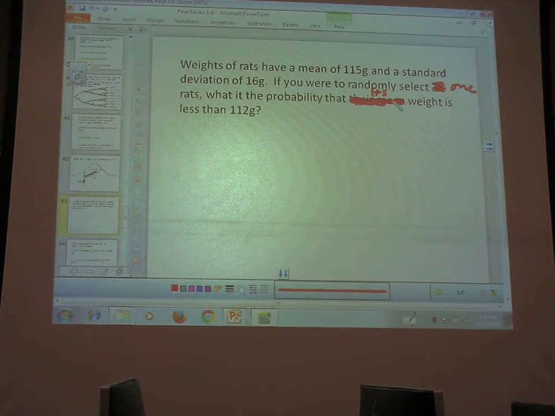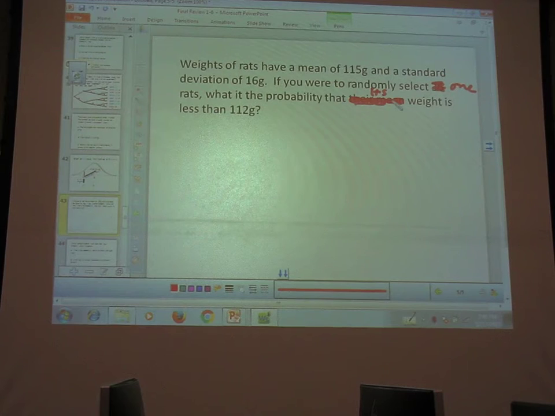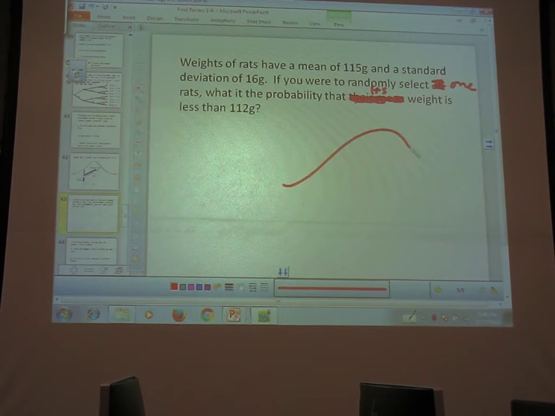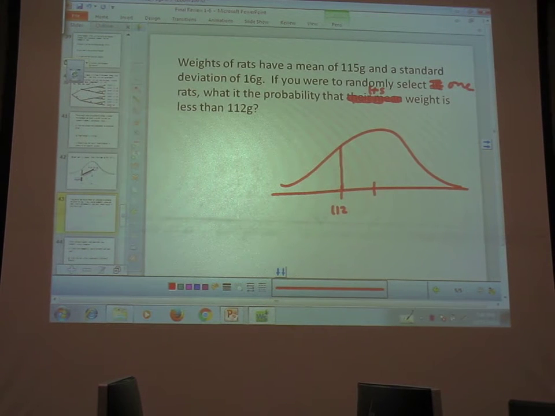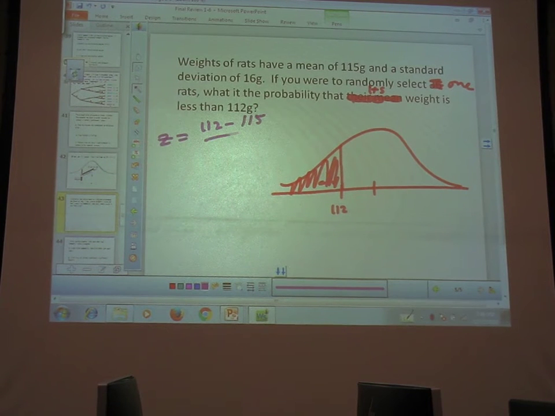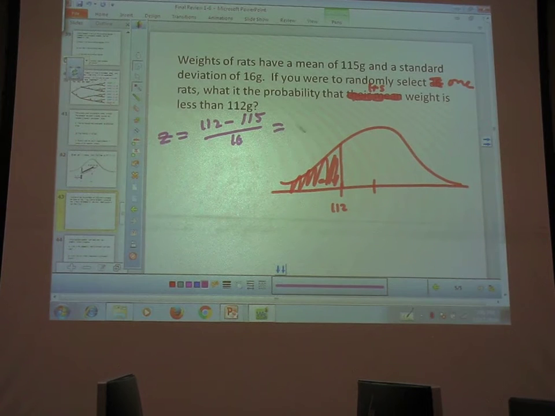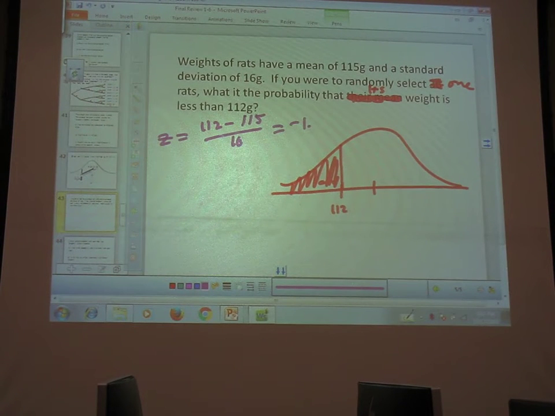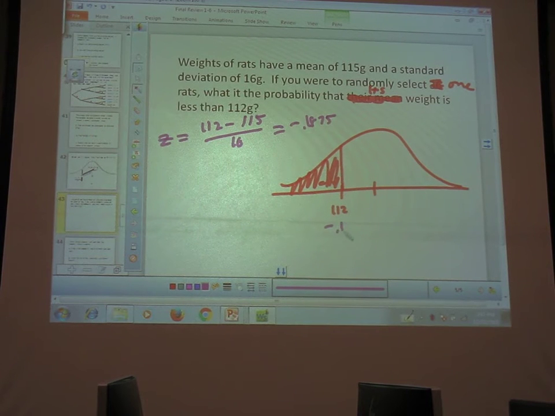So it's very similar. First thing you need to do, you have an x value, or your picture. Here, 112's there. I want to find the probability that someone's less than that. So first I need to find the z-score for him. His z-score is going to be 112 minus 115 divided by 16, and you guys got negative 0.1875. Yes. So negative 0.1875.